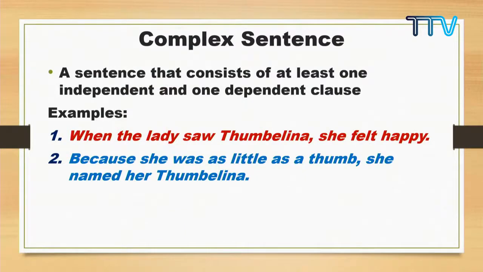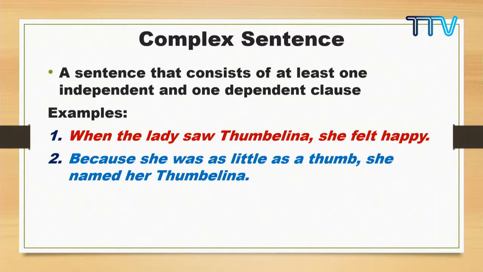Because she was as little as a thumb, she named her Thumbelina. She means the lady. Again, what do you find here in this sentence? Two types of clause, dependent and independent. And by now, I am sure all of you know it. Which one is dependent and which one is independent? Yes, the first part is dependent. "She named her Thumbelina" makes complete sense. This is no doubt a clause, and this is an example of a simple sentence. So, independent clause.